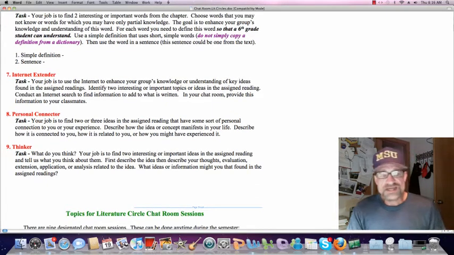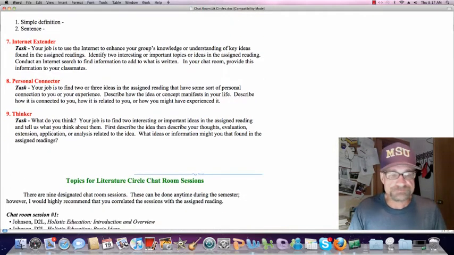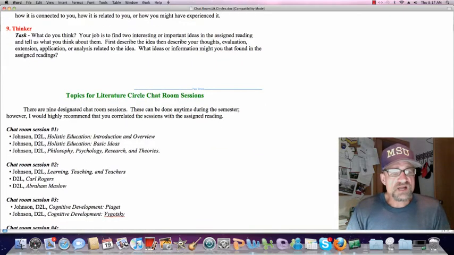Your job is to find 2 ideas in the assigned reading. Tell us what you think about them. First, describe the idea, then your thoughts, your evaluation, extension, application, or analysis. What ideas or information might you agree with or disagree with those found in the assigned readings? I'm sorry, that's a mistake. I'll clean that up. All right, now here are the topics for the assigned literature chat room sessions.